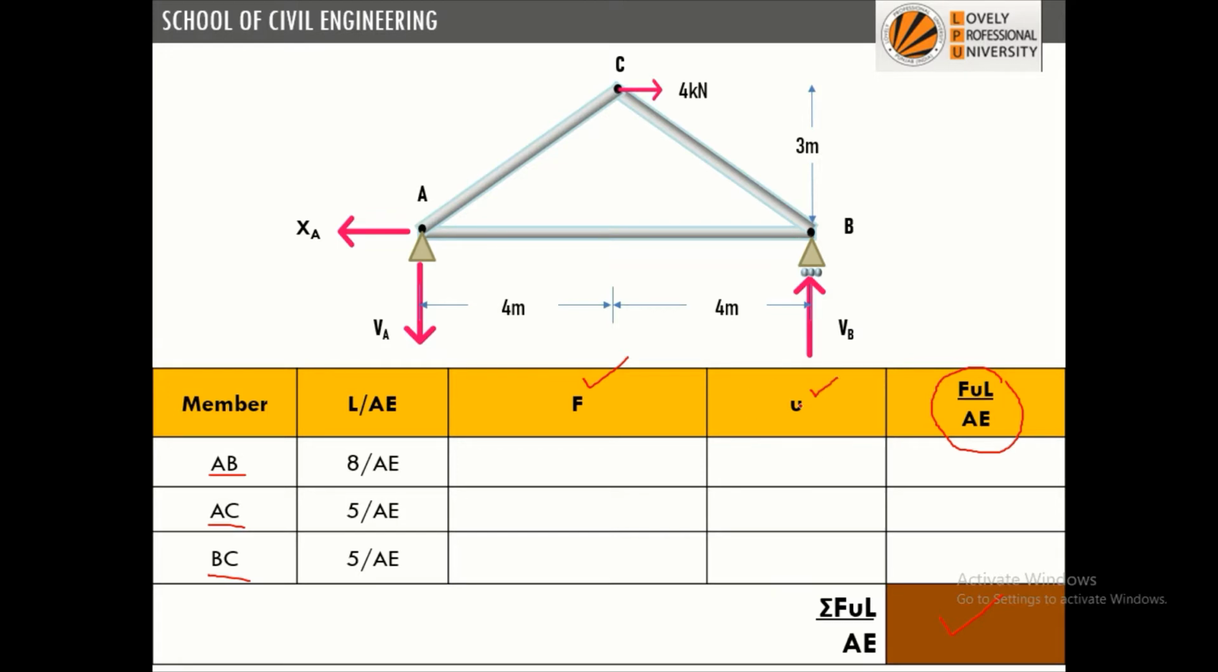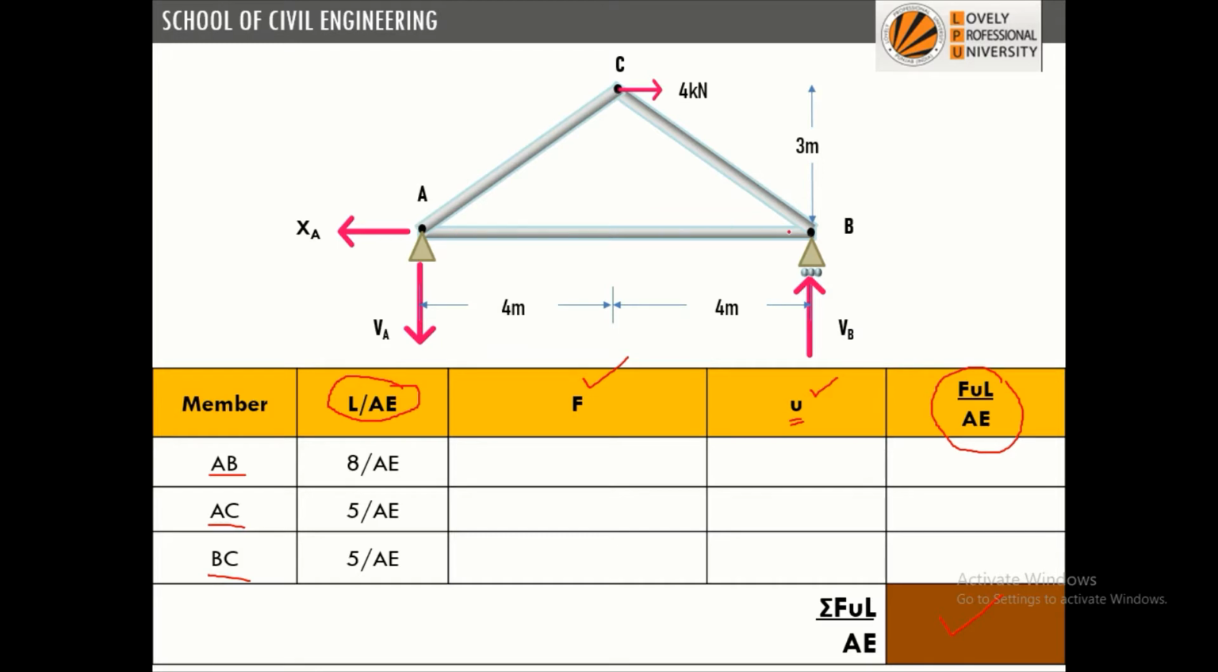This is for the virtual system. We will remove all the load and replace it with a unit load, and then again we'll find the values of forces in members AB, AC and BC, and this term is L upon AE.